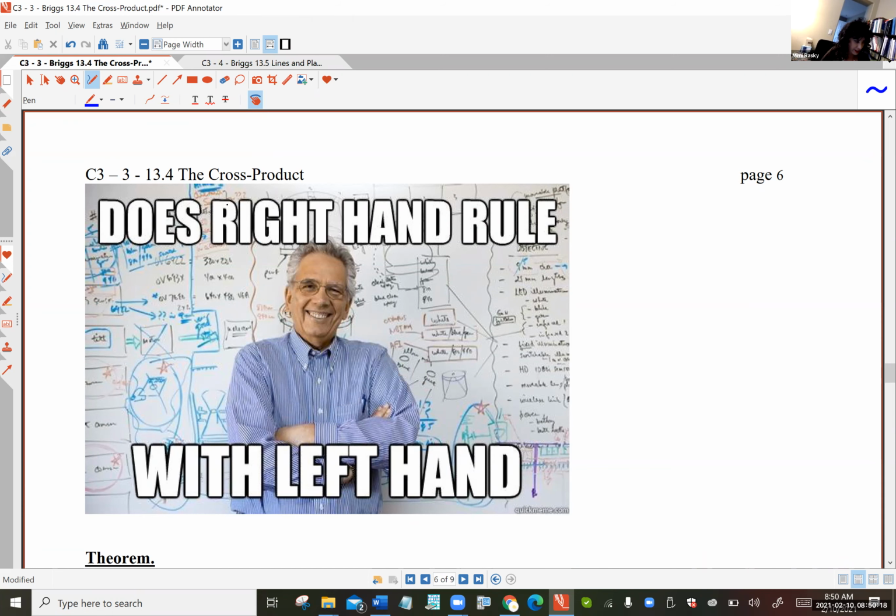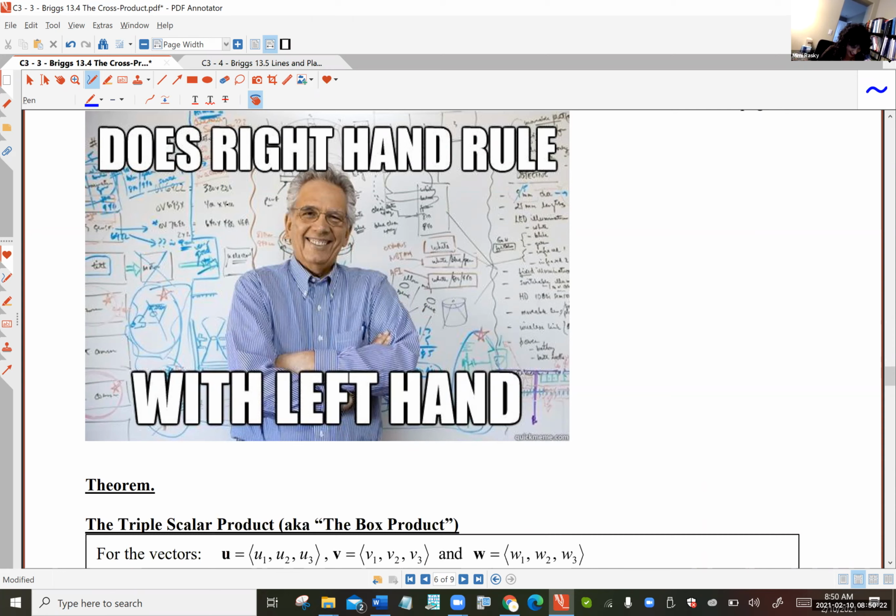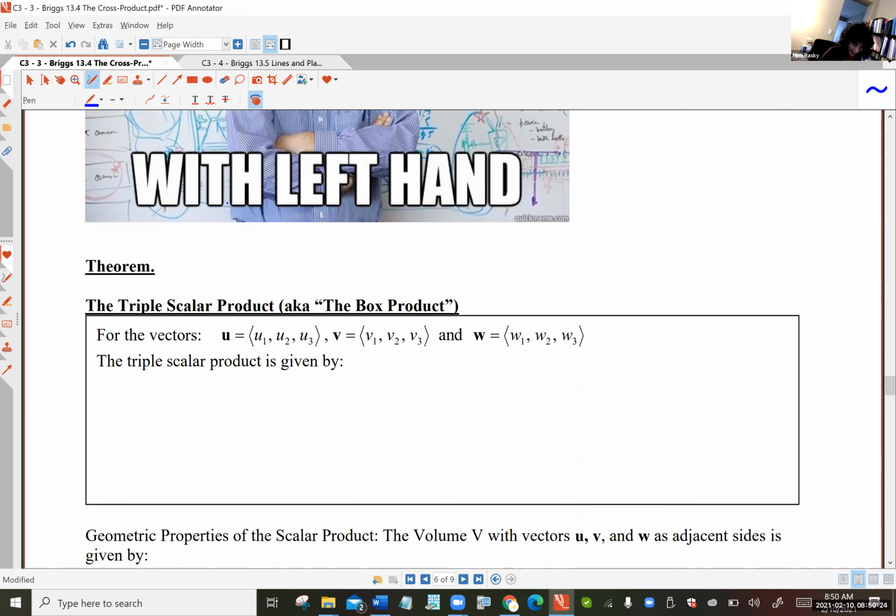I thought it was hilarious. Does the right hand rule with the left hand? All right, anybody smiling at least, or are we all glum today? What's going on? Trying to keep up. Trying to keep up. Well, write faster.